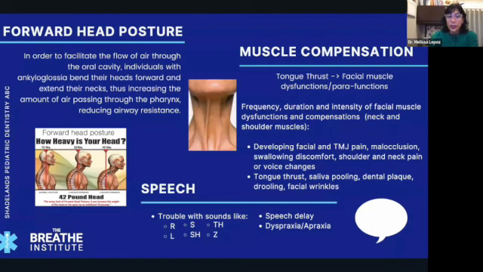And lastly, speech. We're asking a lot of kids to say a lot of silly things when they come in for their exams, so that we can see if we can hear any sort of lisping or compensating going on with these sounds. And these are the typical sounds that you'd see that with.